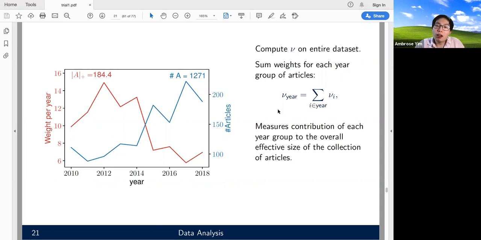And then we grouped the articles by year group. And then we summed over the weights for each year group. So this sum of weights in each year is saying how much effective size does each year group contribute to the total effective size of the total journal. And so that is actually the red curve in the diagram on the left. So the red curve tracks the effective contribution to effective size of each year group. And the blue curve is the number of actual submissions in each year.